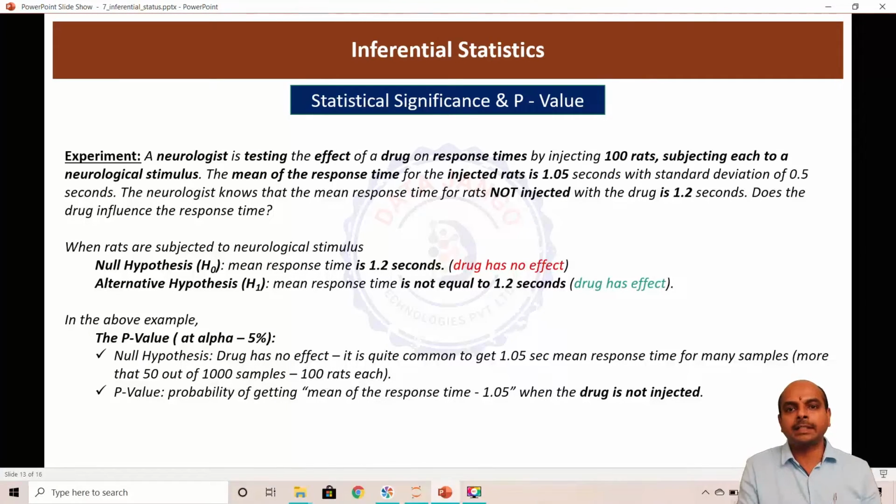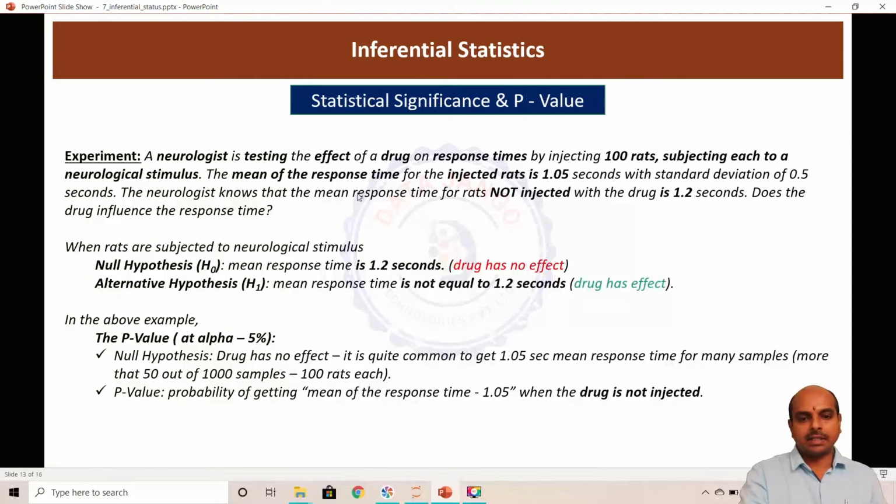Out of 100 rats, one rat may respond in 1.5 seconds, another rat may respond in 1 second, another rat may respond in 1.1 seconds. Like that, out of all the 100 rats' response times, they have taken the mean, and that came as 1.2 seconds. So from history we know that when you take a 100 rat sample and inject a neurological stimulus, we are getting a 1.2 seconds mean response time.